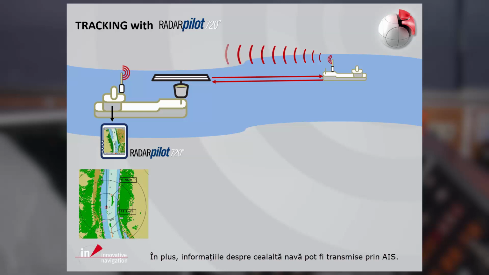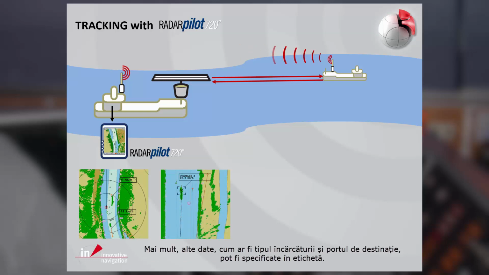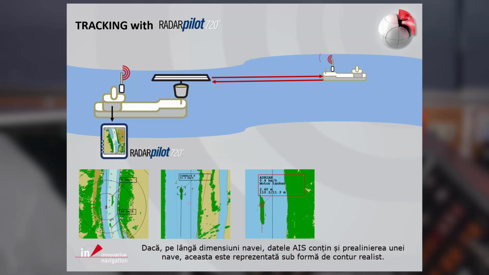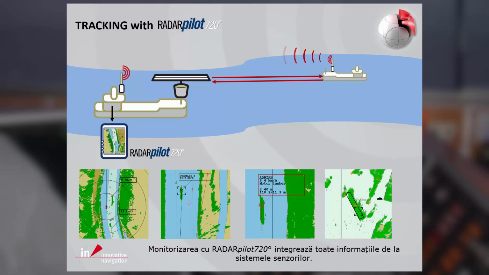Additionally, a vessel may transmit AIS signals, enabling the display to show data like the name of the vessel or even data like load or destination of this vessel. Information is given in the label attached to the ship symbol. When heading information is part of the AIS data transmitted, the system displays the real outline. Tracking in RADARpilot 720 degrees integrates all information.